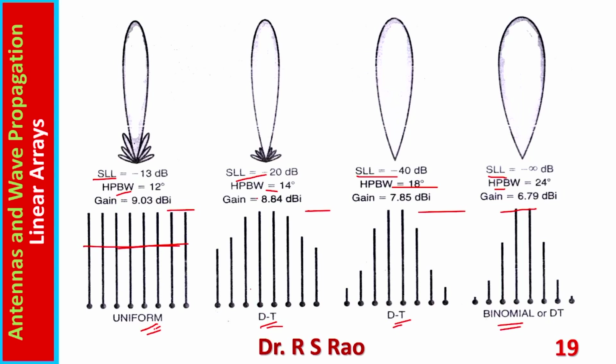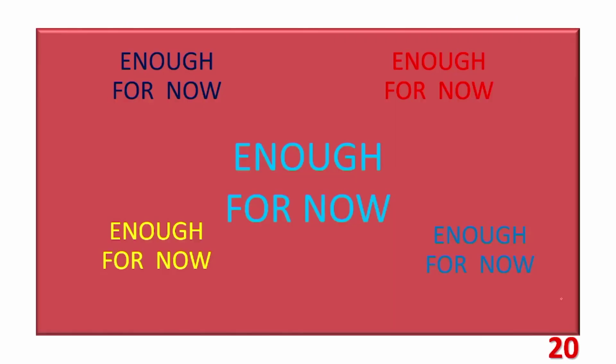In Dolph-Chebyshev, excitations are varying, increasing and decreasing. In the third one also increasing, decreasing, but this increase and decrease is not the same as in the second one. Binomial, this increase or decrease is also not the same as in the previous 2 cases. Also notice here excitations are symmetrical in the second array, third array and fourth array too. Symmetrical about the center of the array. Non-uniform but symmetrical. With this we come to an end of the session.